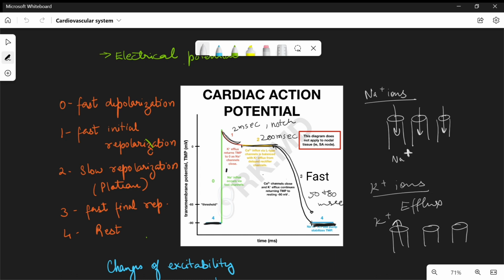Next, moving on to the calcium channels. Calcium channels are very slow. These channels are kept open for a long period of time and cause influx of a large number of calcium ions.